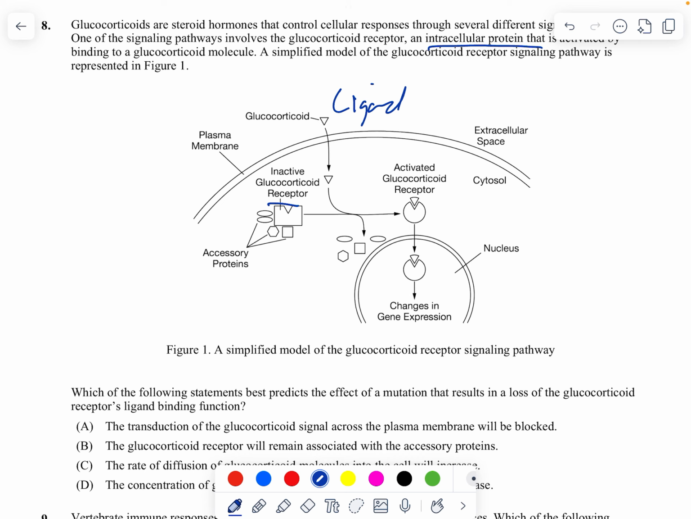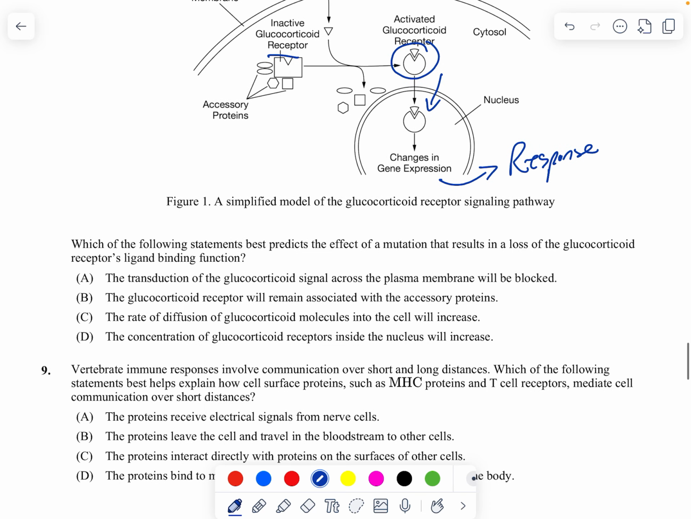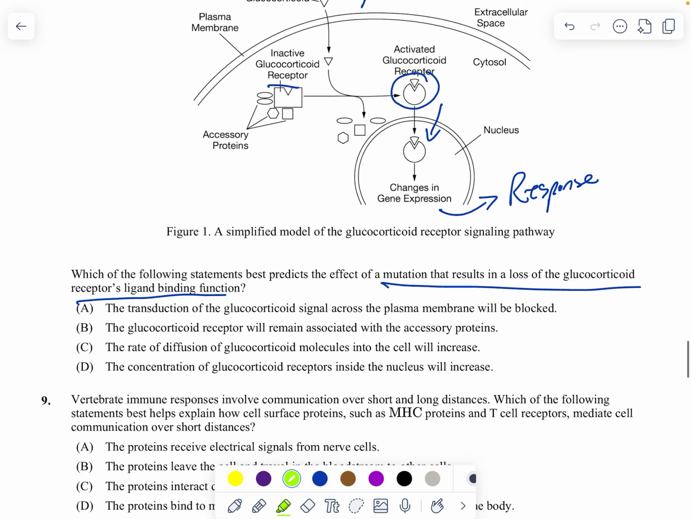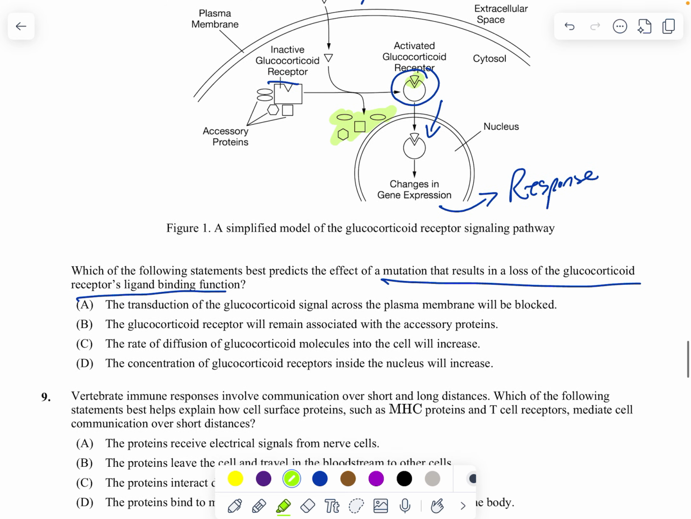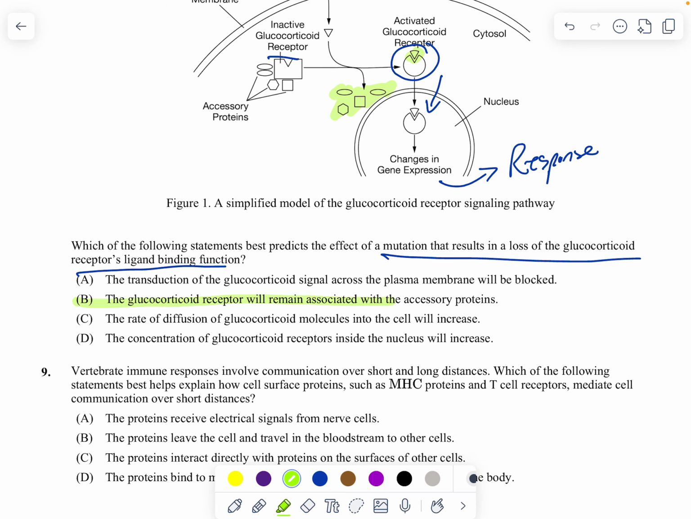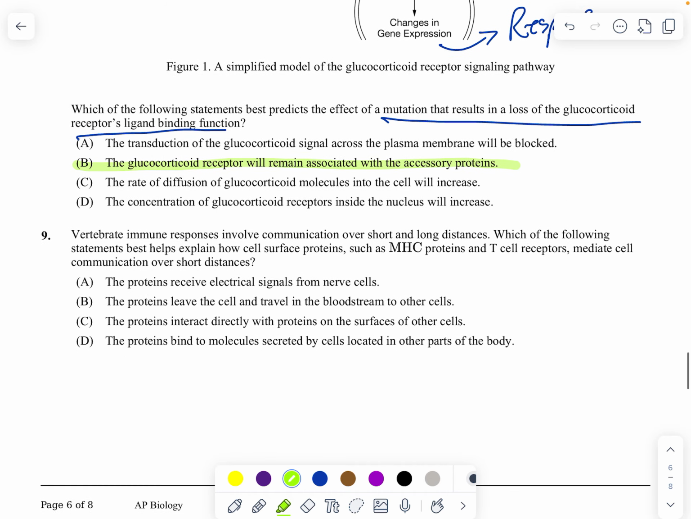Activated receptor, because why? The ligand has bound to the receptor. It goes into the nucleus, and this is the response because of changes in gene expression, okay? Which of the following statements best predicts the effect of a mutation that results in the loss of the glucocorticoid receptor's binding function. If you study the picture, when it binds, these are removed, and thereby, this is the answer now. If it no longer binds, the accessory proteins will stay attached.